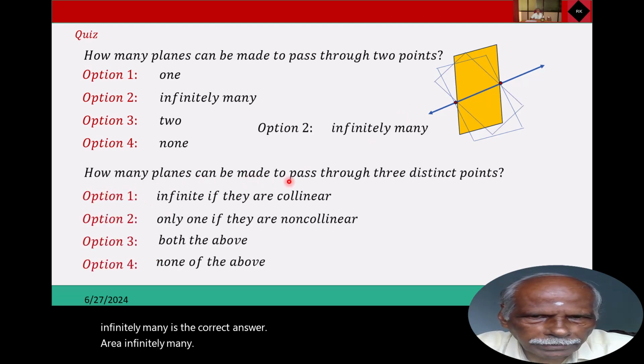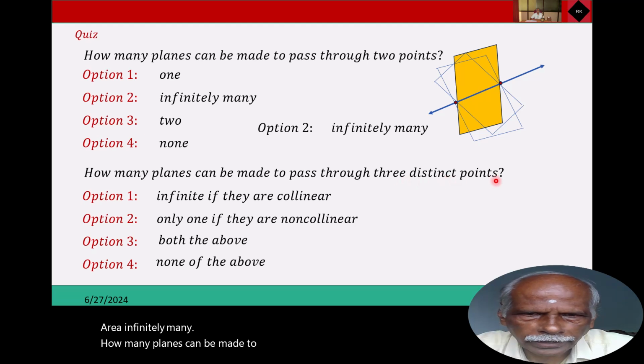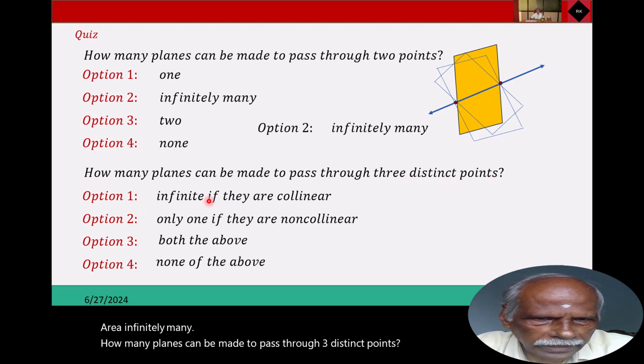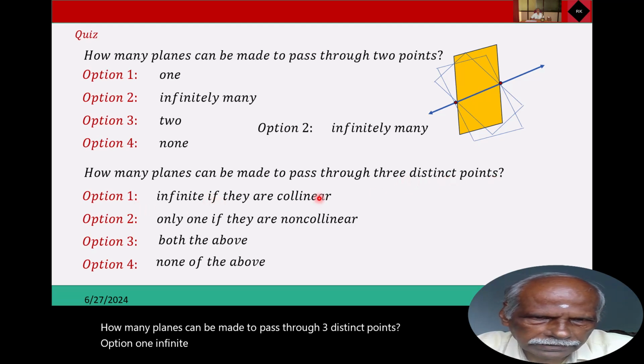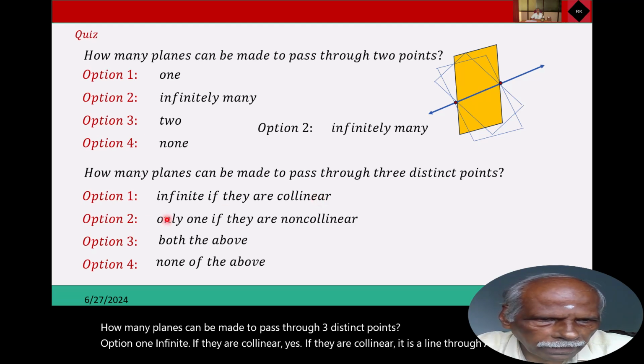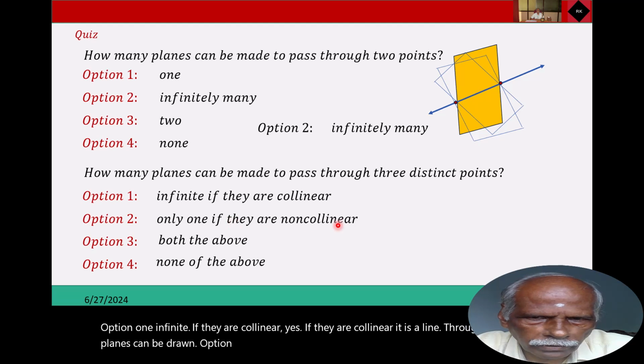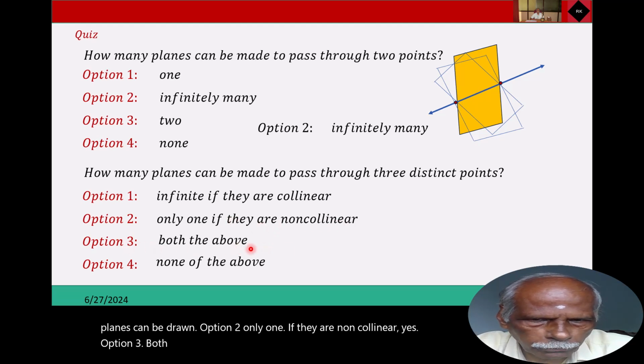How many planes can be made to pass through 3 distinct points? Option 1, infinite if they are collinear. Yes, if they are collinear, it's a line, and through a line many planes can be drawn. Option 2, only one if they are non-collinear. Yes. Option 3, both the above. Therefore option 3, both the above is the correct answer.